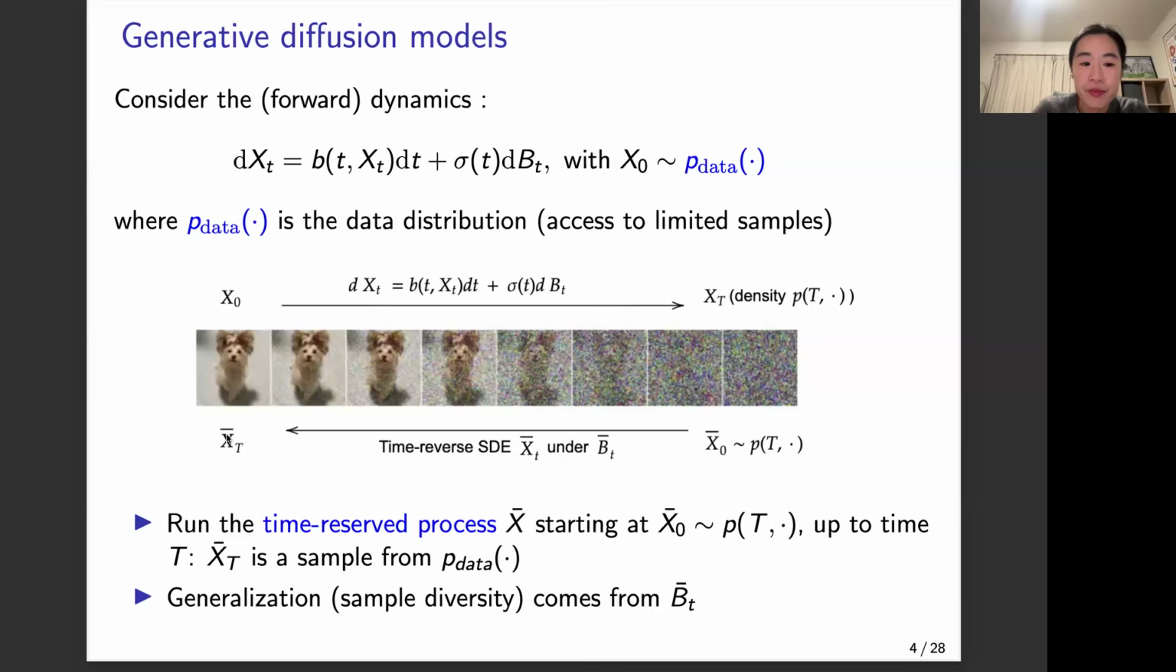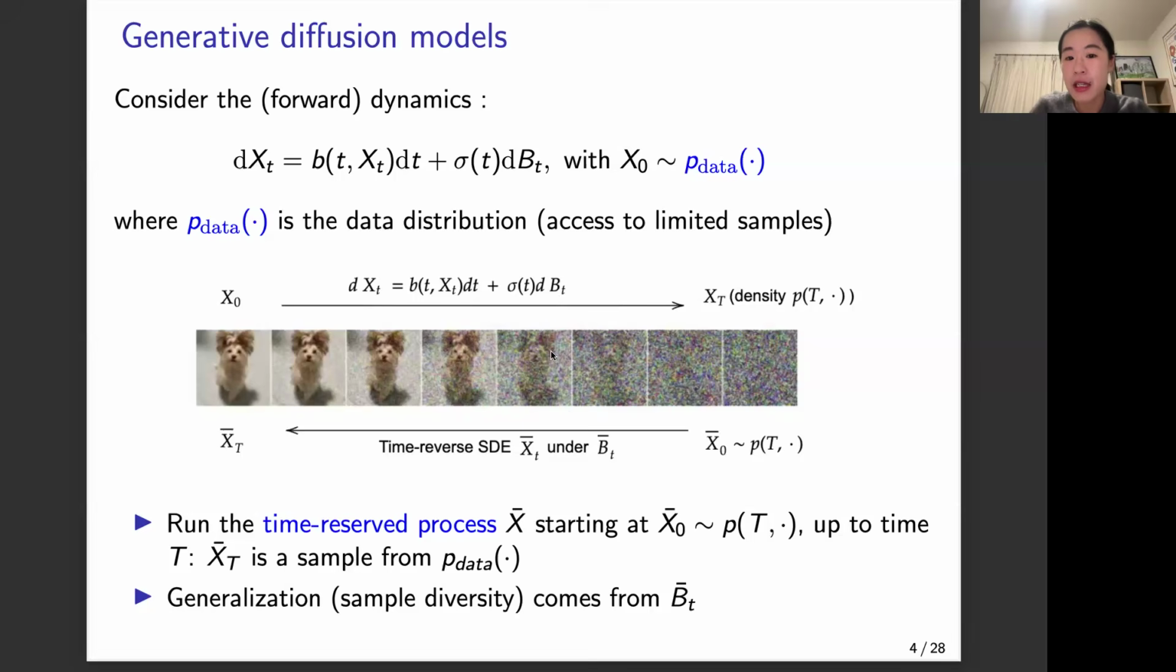The nice thing about this forward and time reverse process is that the forward process is driven by a high-dimensional Brownian motion B_t, but the time reverse version is driven by a different Brownian motion that is independent. Under such a design, x_T bar will be different from where we start, but it follows the ideal distribution that we want. That means we can get a new sample that is different from the data set we have, but it follows the ideal distribution that we want.